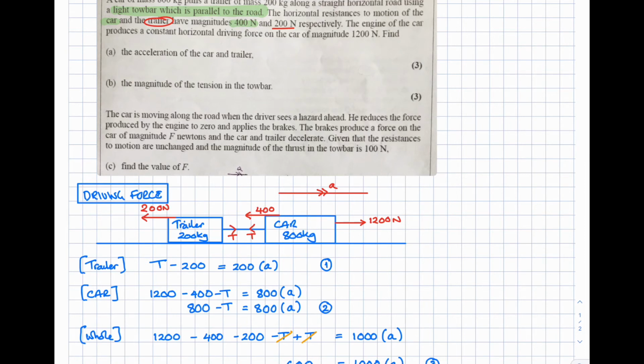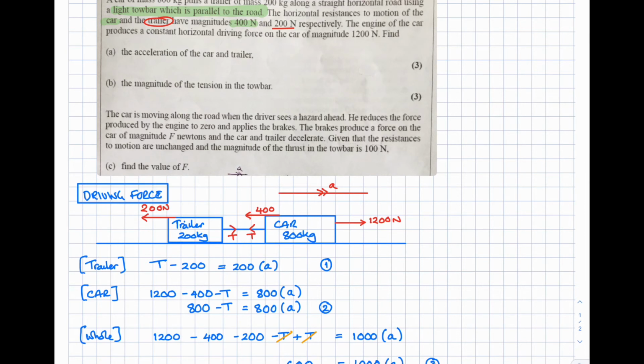Now, the second part of this question says the car is moving along the road when the driver sees a hazard. He reduces the force produced by the engine to 0 and then applies the brakes. The brakes produce a force on the car of magnitude F newtons, and the car and the trailer will begin to decelerate. So the car and the trailer will still continue to move towards the right, but they will be slowing down, and they will be slowing down because a braking force is now being applied.